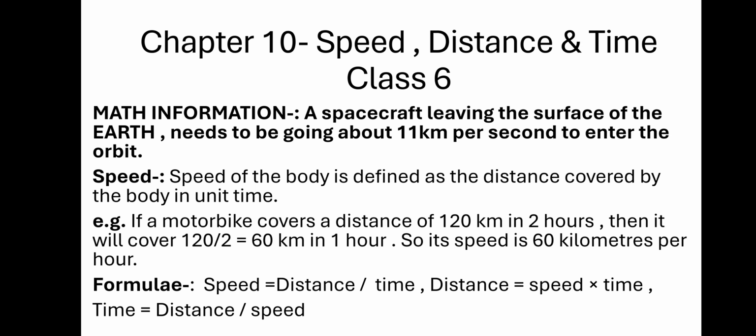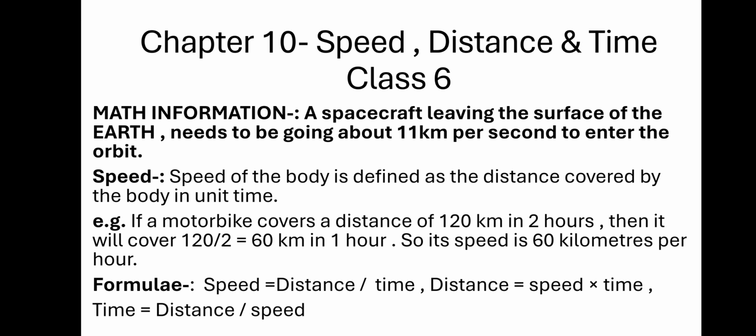Speed of the body is defined as the distance covered by the body in unit time. For example, if a motorbike covers a distance of 120 km in 2 hours, then it will cover 120 upon 2, that is equal to 60 km in 1 hour. So its speed is 60 km per hour.